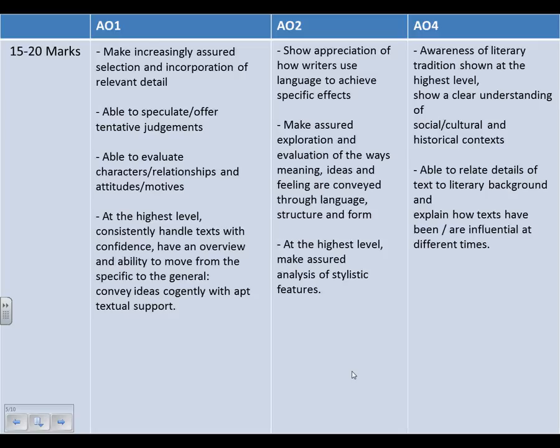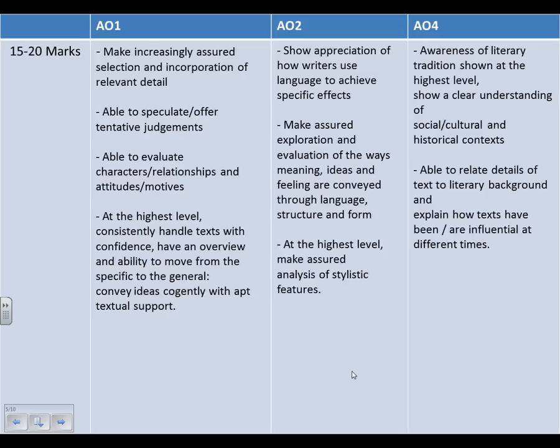AO1 is basically your ability to write correctly using terminology. Now this is even more important this year with the strengthening of the exam, so they're looking for you to use terminology and basically to write correctly. AO2 is your ability to analyse language, form and structure. AO4 is the social and historical context, your ability to use historical knowledge. And again, this is something they're going to be really pushing from now on.